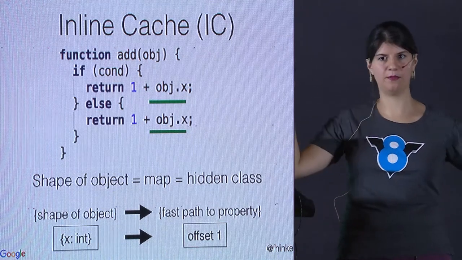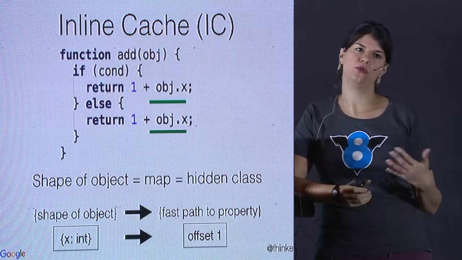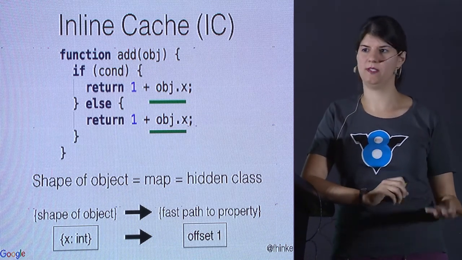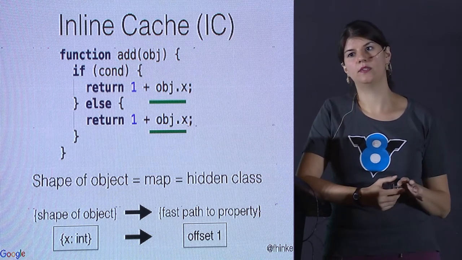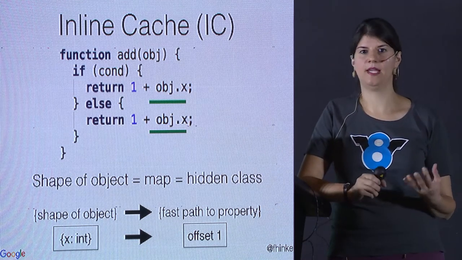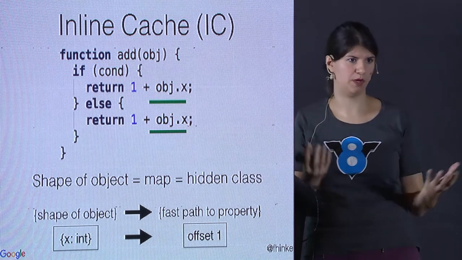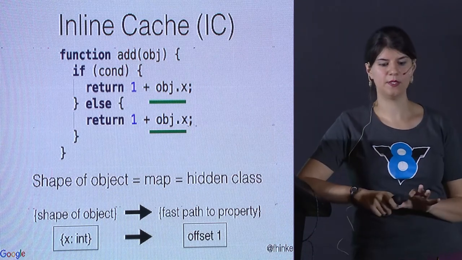I kept waving my hand and saying shape of an object. So this is something internal to the engines. It's not specified in the specification. In V8, we call the shape of an object a map. So if two objects have the same map, then we know that they have the same memory layout, and we can treat them the same if you make the same queries on them.